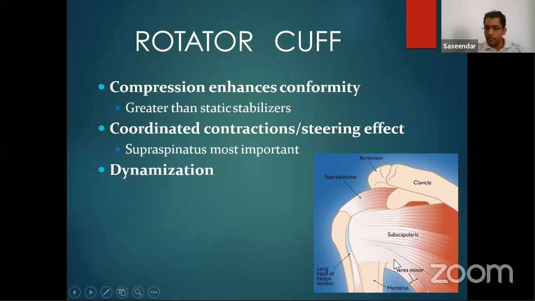If you see this image here, the subscapularis is in front, and supraspinatus is on the top. You are not able to see the infraspinatus and teres minor, but all of them contract towards the body's midline. So all of them create a compressive force of the ball over the cuff. That's how the rotator cuff works. It causes compression of the head over the cuff and stabilizes the head.